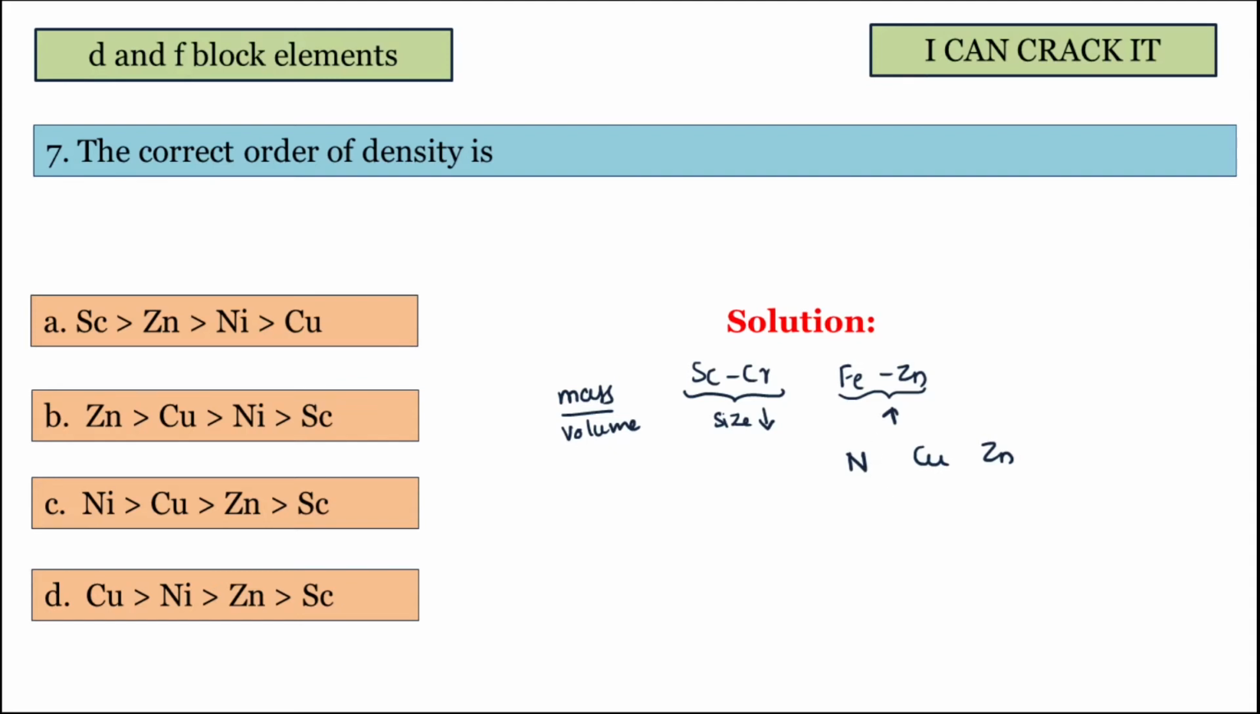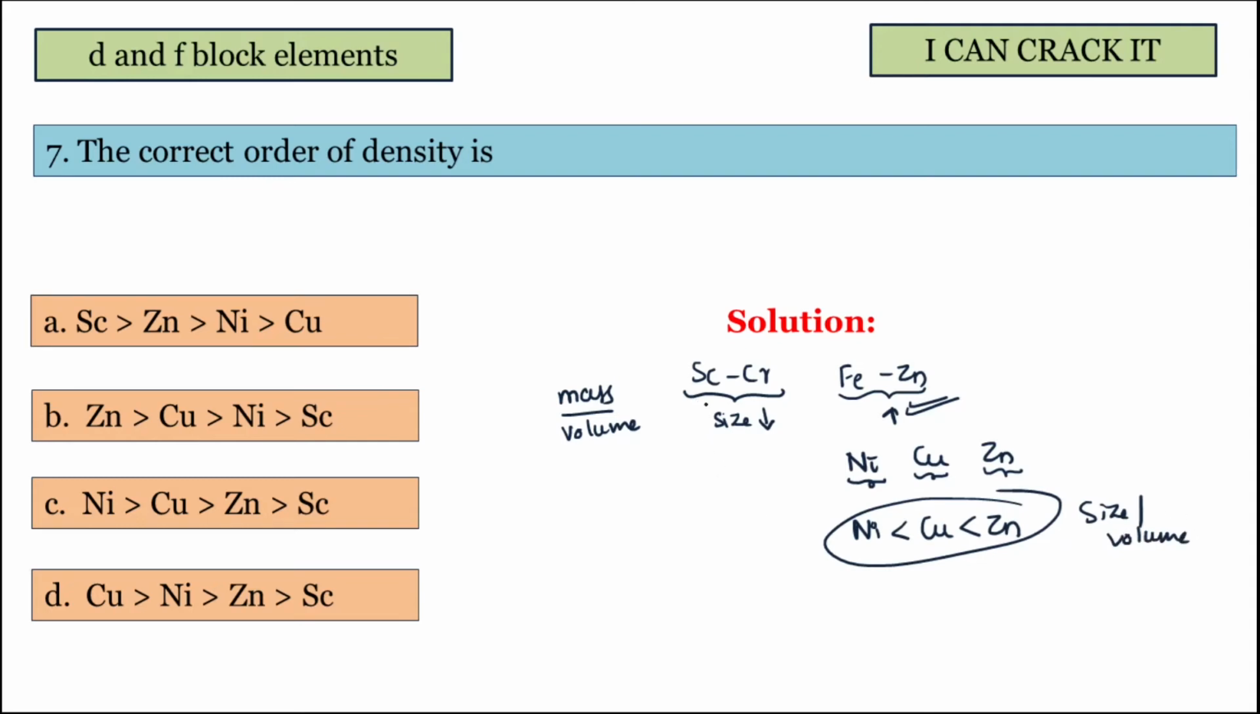Ni has less size, Cu has a little more size, Zn has more size, because the size increases towards the end. So Ni has less size compared to Cu, which has less size compared to Zn. I am talking about the size or volume, not the density. And Sc has the highest size because it decreases from Sc to Cr. So you can see here the density is inversely proportional to volume.